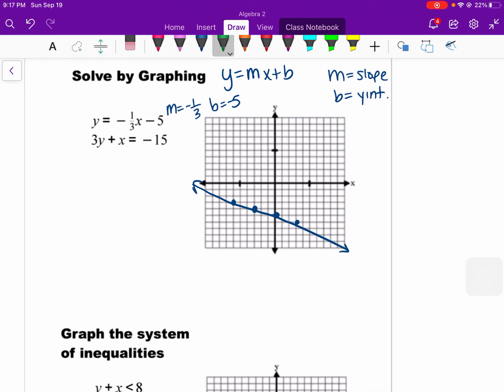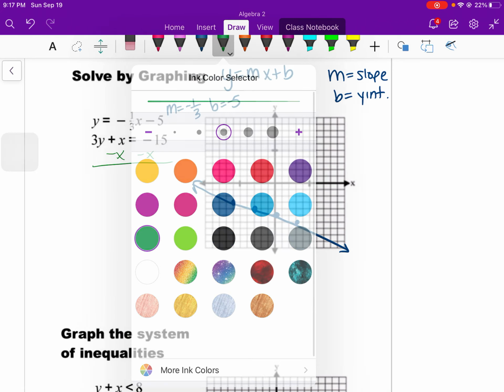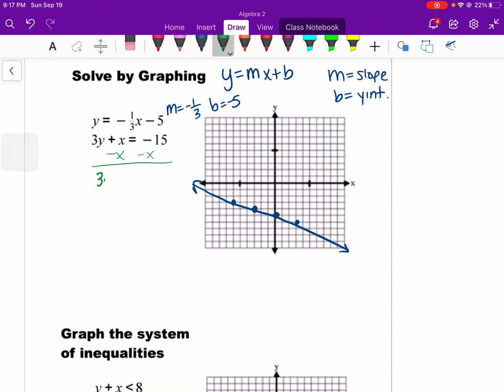So I'm going to isolate the y variable. I'm going to start by subtracting x from both sides. Let me make this a little bit bigger. So then we end up with 3y equals, I cannot combine the 15 and the x because they are not like terms. So I'm going to have a negative x and a negative 15 still. So I'm going to write that as negative x minus 15. And then divide by 3 to get y by itself.